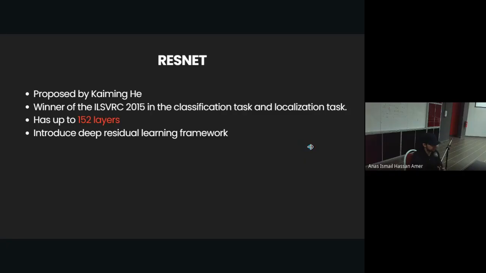Okay, then finally we have ResNet. This was in 2015, proposed by Ismail, and it has up to 152 layers. So we jumped from 22 layers in 2014 with GoogleNet to 152 layers with ResNet, and it also introduces this deep residual learning framework.